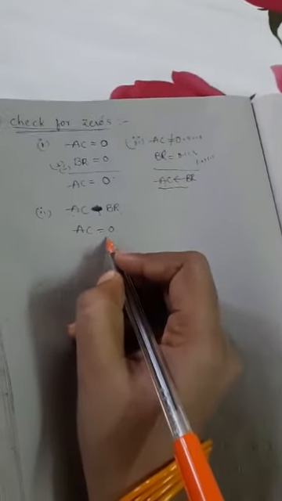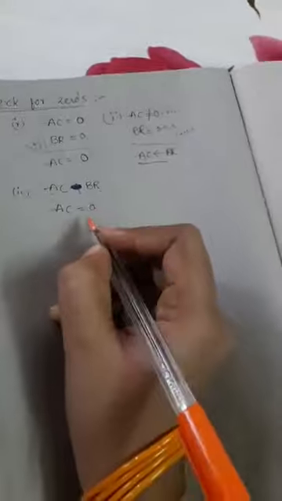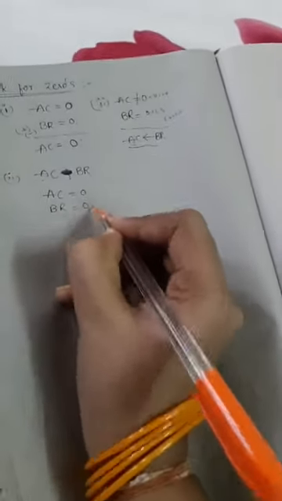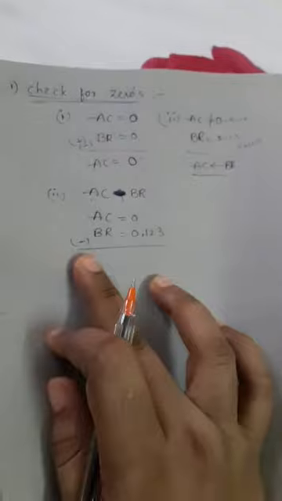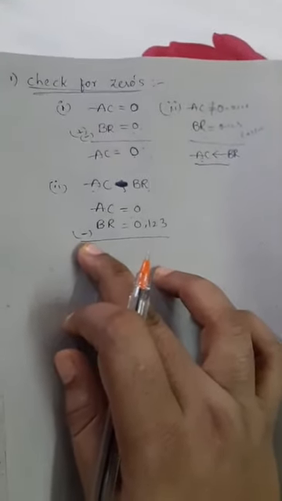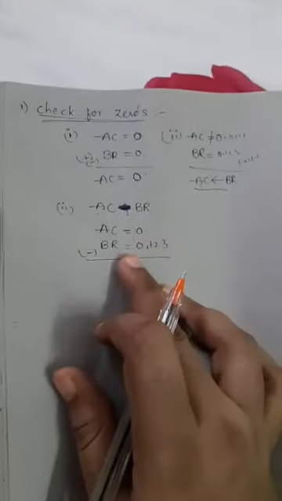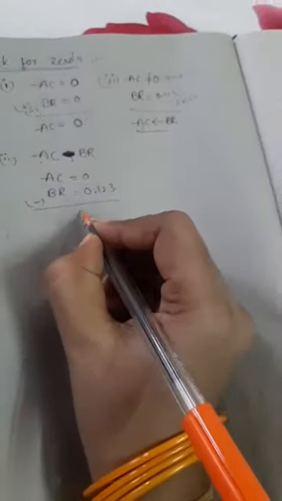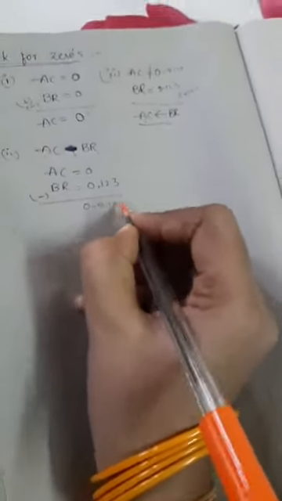Okay, and the second number is some number, some 0.123. So in between them, what are we performing? That is nothing but subtraction. So then we are getting the result as 0 minus 0.123.